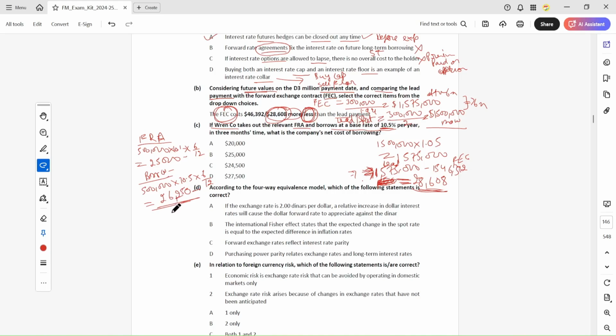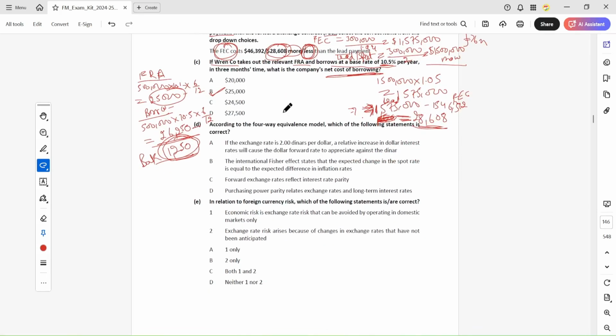Okay, so how much do we receive? We receive 1,250 from the bank. We receive this. So how much is the cost? How much is the net cost of borrowing? Ultimately our cost will be 25,000, because we receive 1,250 from the bank.